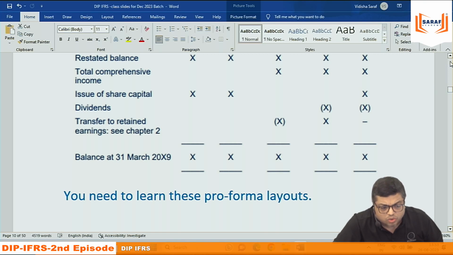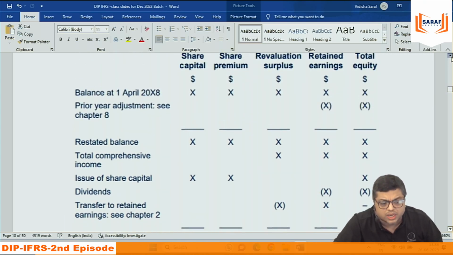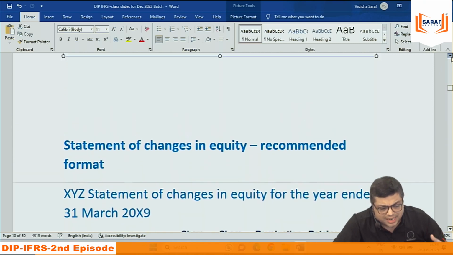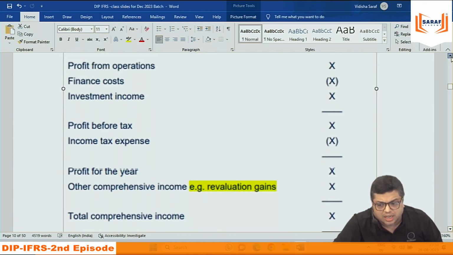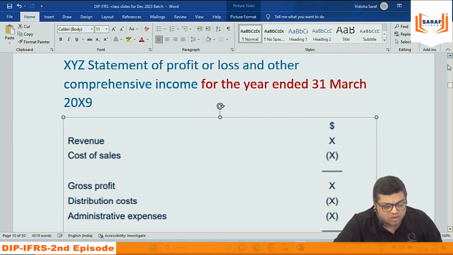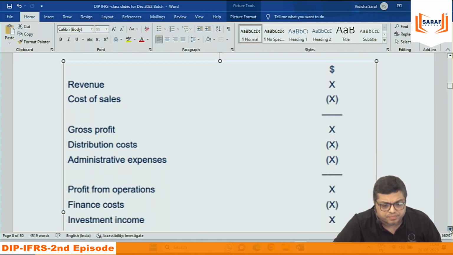It is not paid to any outsider. It is paid to the owners. And payment to owners, in any accounting language, is not an expense. So that is not recorded in the P&L account.